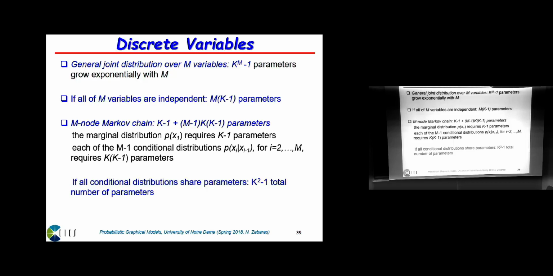And how many parameters do I need for this? I need k squared minus k, because this distribution for each value of xi minus 1 has to sum to 1, and I have k values of xi minus 1, so it would be k squared minus k. Okay? For a Markov chain, basically you can see the cost is linear in m. Compare that with k to the power m, which is not very good. So this is the most trivial case, and the graph for that looks like this.